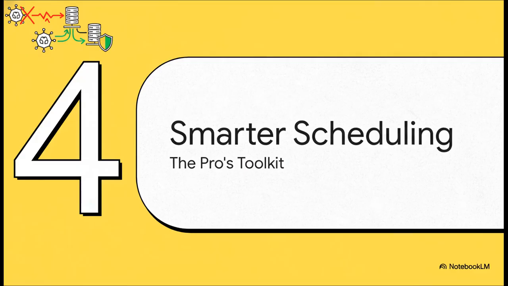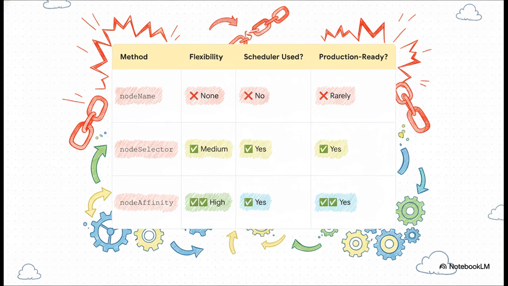Okay, so if nodeName is the trap, what's the right way to do this? The good news is Kubernetes gives us much more powerful, flexible, and most importantly, scheduler-aware ways to control where our pods land. This is the professional's toolkit. So let's just compare our options here. On the far end, we have nodeName. Zero flexibility, no scheduler involvement, and absolutely not ready for production.